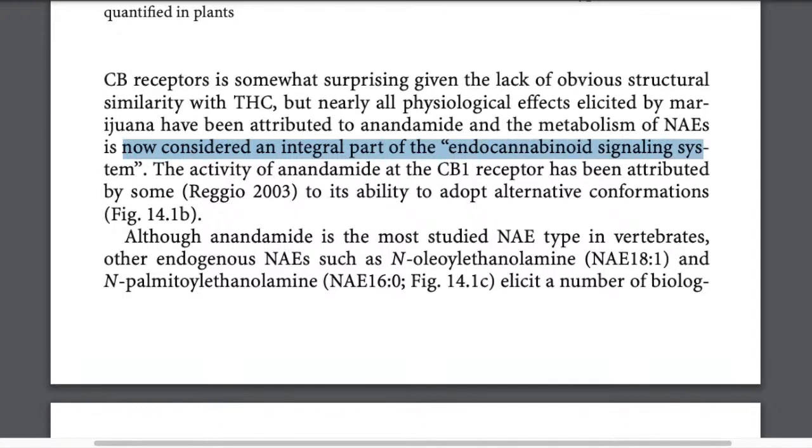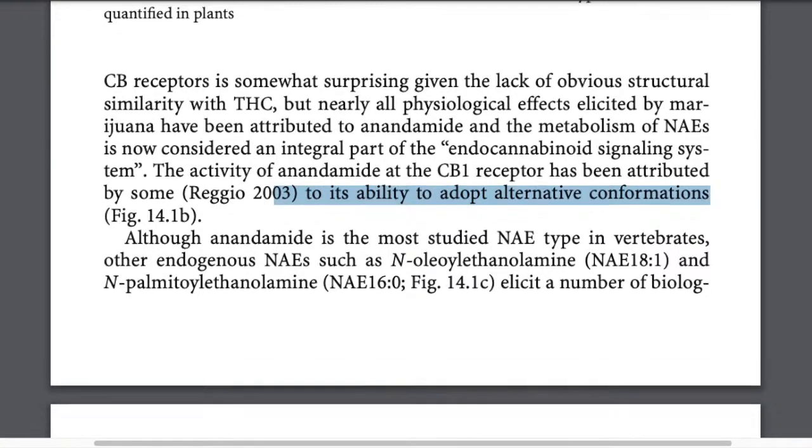endocannabinoid signaling system. The activity of anandamide at the CB1 receptor, these are the ones in the immune system, these are the ones in the brain, have been attributed by some to its ability to adopt alternative conformations.